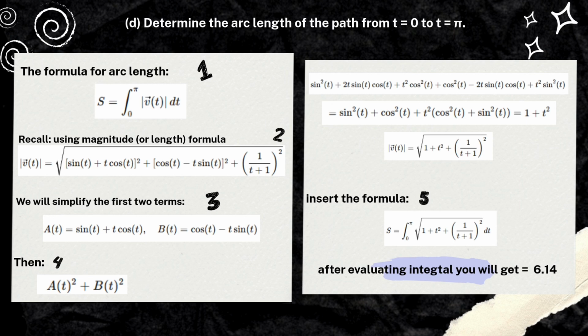After expanding and simplifying those squares, we get the magnitude of v(t) equal to the square root of 1 plus t squared plus 1 over t plus 1 all squared. So s equals the integral from 0 to pi of the square root of 1 plus t squared plus 1 over t plus 1 all squared dt. After evaluating the integral, we find the arc length is approximately 6.14 units.